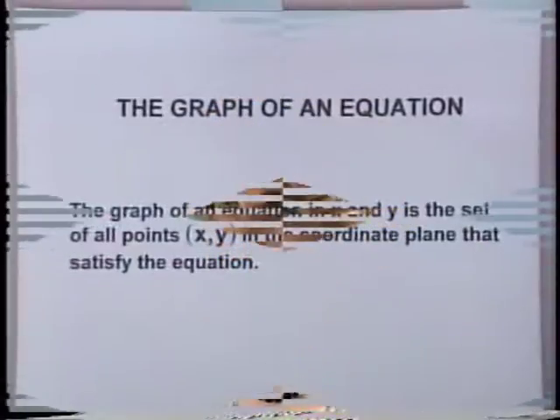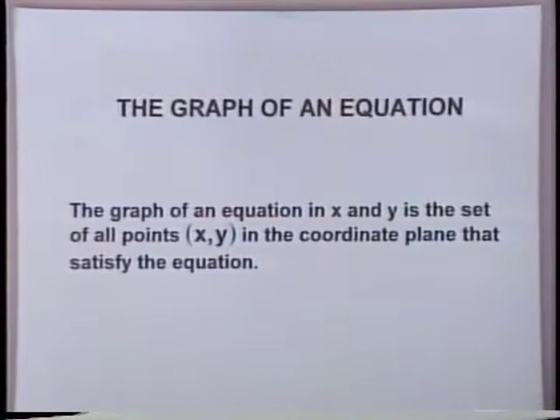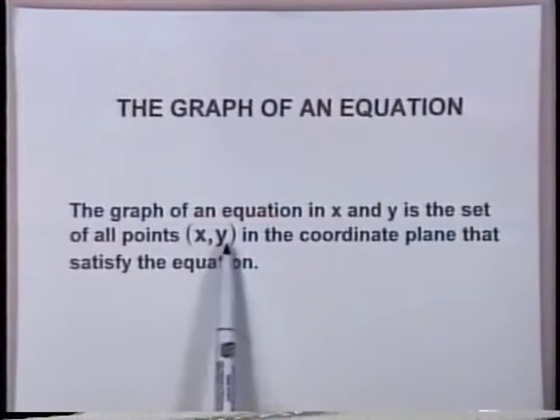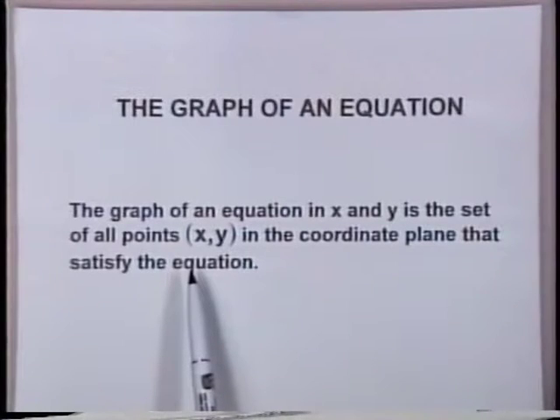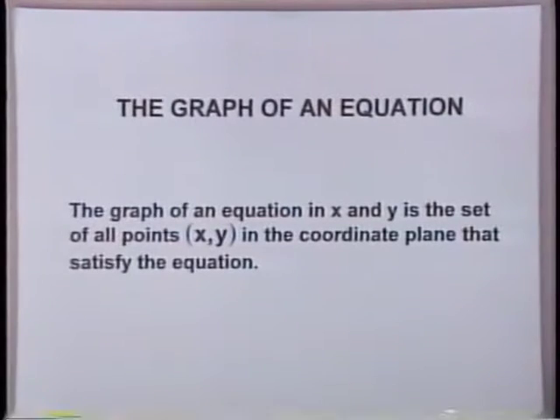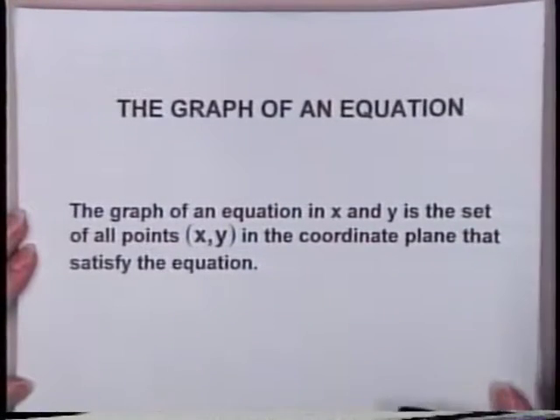The first thing that I want to do is to look at a definition of what we mean by the graph of an equation. The graph of an equation in x and y is the set of all points x, y in the coordinate plane that satisfy the equation. Notice we're talking about locating some ordered pairs x, y, and we want only those ordered pairs that satisfy the equation. Now, do you recall what it means to say something satisfies the equation? That, of course, means that it makes the equation true, doesn't it?